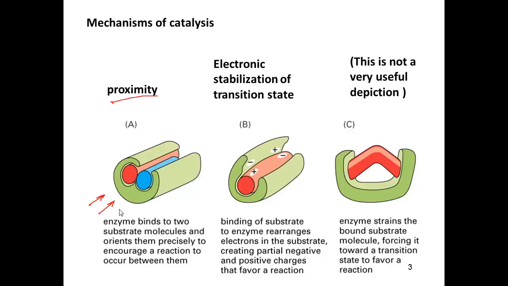The second mechanism is the one we'll talk about more, and that is the electronic stabilization of the transition state. However, this picture is somewhat flawed as you don't see a transition state. You have a charged molecule. What you see is an electronic stabilization of the molecule itself, which is not going to give you catalysis, but we'll talk about that.